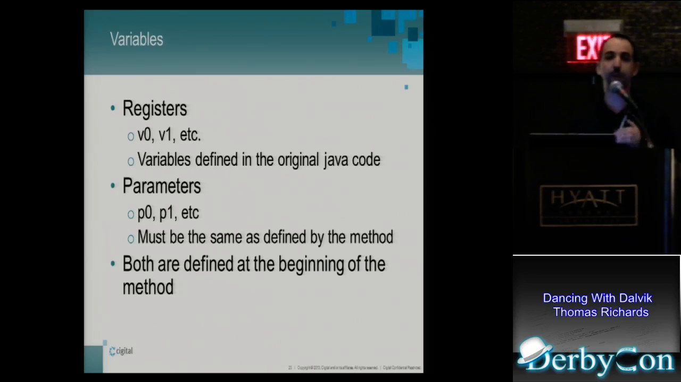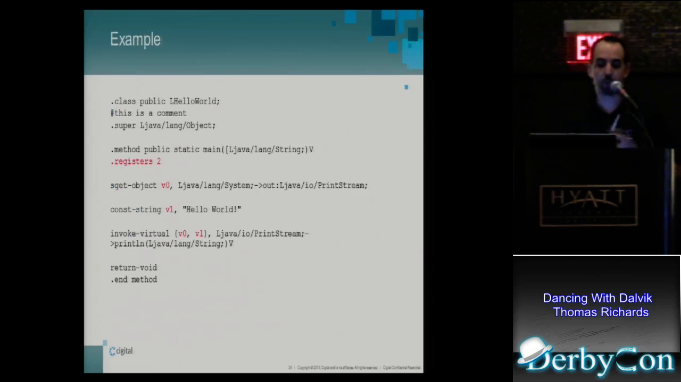We then have parameters, and those are defined at the beginning of the function in the method declaration. Those are the parameters that we passed into it, and they'll be referenced as P0, P1, etc. going through the code. Both of these are defined at the beginning of the method. So if we go back to our example here, this says it's going to be 2 registers. So there's 2 variables that are going to be coming in that we're going to be using. We have V0 and V1.